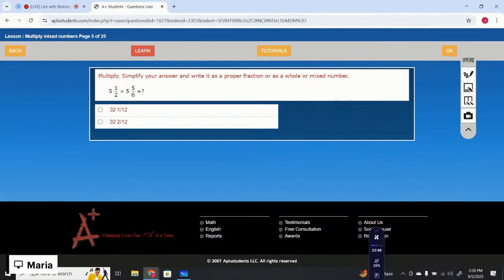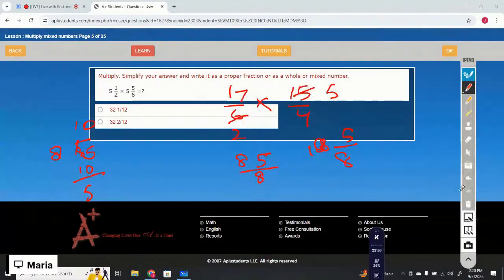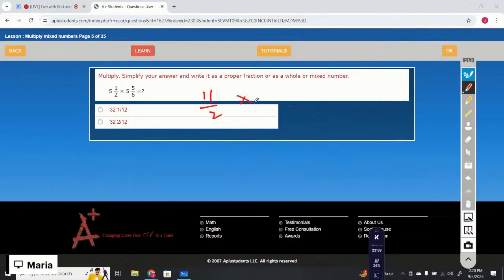Okay, so 2 times 5 is 10 and 1, that is 11 over 2. 6 times 5 is 30, and 30 plus 5 is 35 over 6. So let's just multiply numerator times numerator and denominator times denominator.